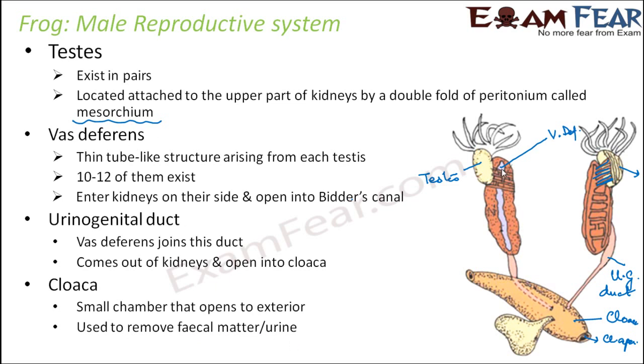So basically the sperms will be produced here. They will be carried by the vas deferens. Then they will join the urinogenital duct. Then it will reach the cloaca. So what is this structure which you see here? This is nothing but urinary bladder, which is used to store urine.